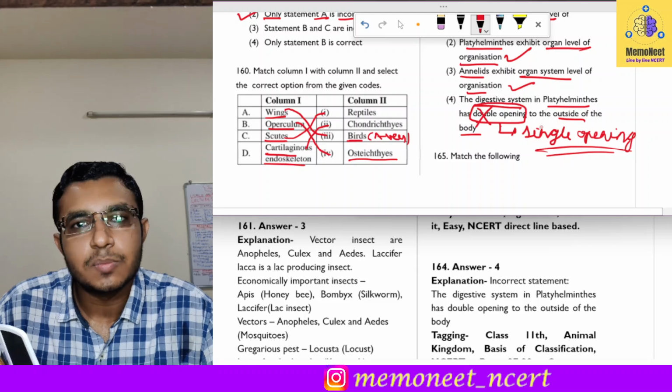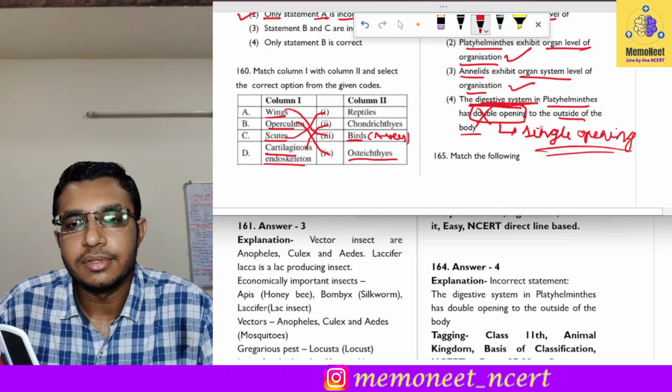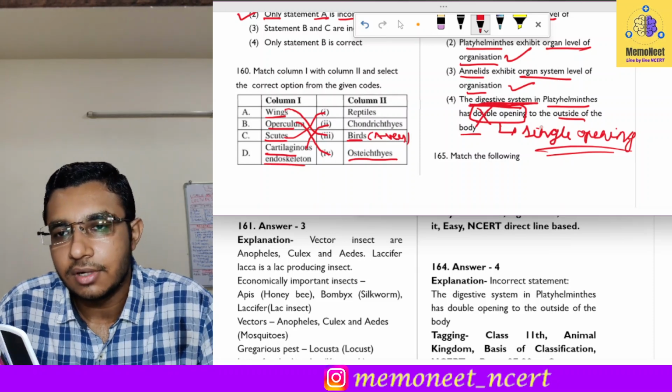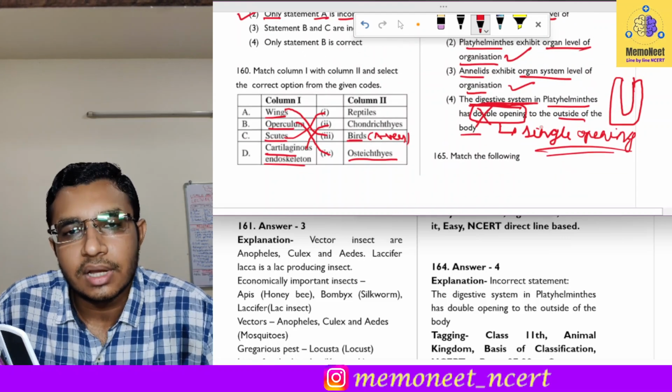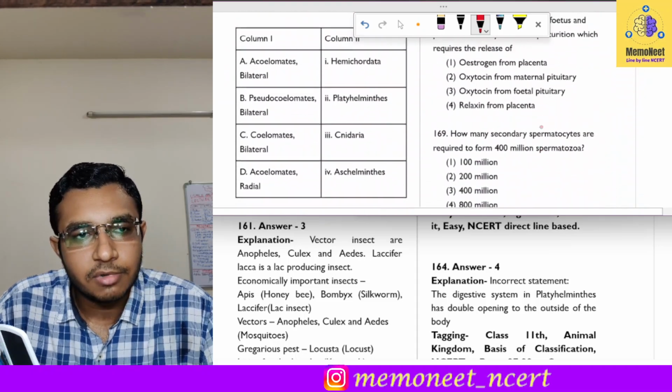which acts as both mouth and anus. Okay, so the digestive system in platyhelminthes is also called as a blind sac type of digestive system, so it only has a single opening. Okay, so the correct answer of this question is option 4. Next question is question number 165.